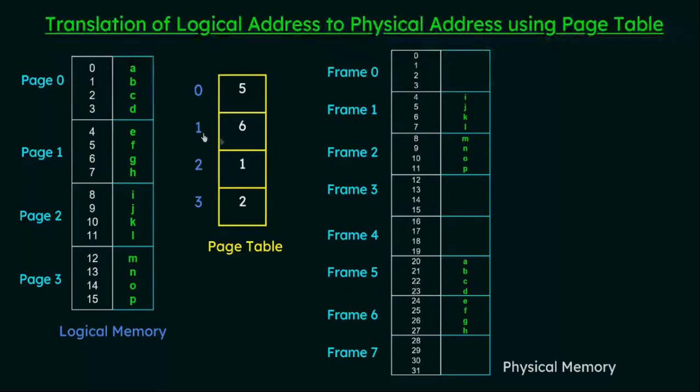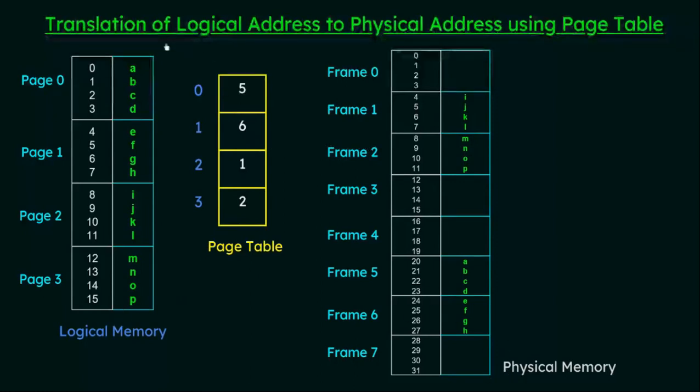Similarly, page 1 is stored in frame number 6. In page 1, the data that we have is E, F, G, H, and that is stored in frame 6. If you look at frame 6, we see E, F, G, H is there. Page 2 is stored in frame number 1. What is the data in page 2? I, J, K, L. If you look at frame 1, we see I, J, K, L. Similarly, page 3 is stored in frame number 2. For page 3, we have the data M, N, O, P, and it is stored in frame number 2. So with the help of the page table, we are able to identify where the particular pages are stored in this physical memory.